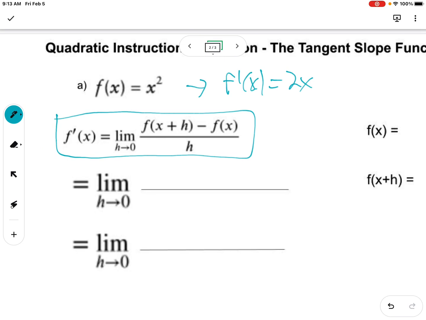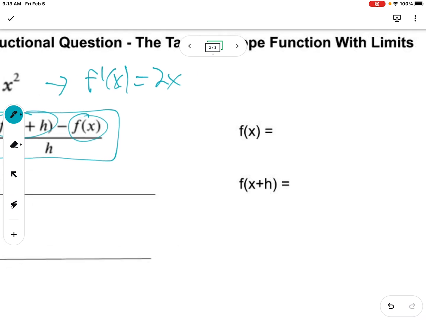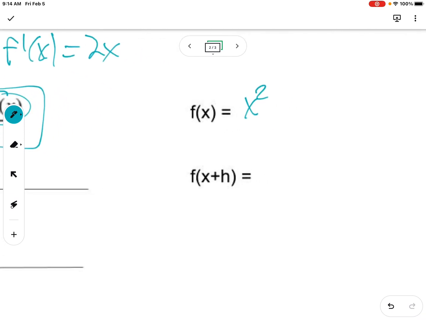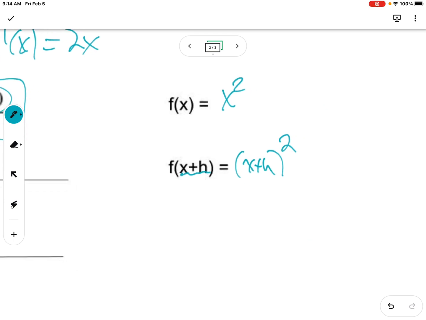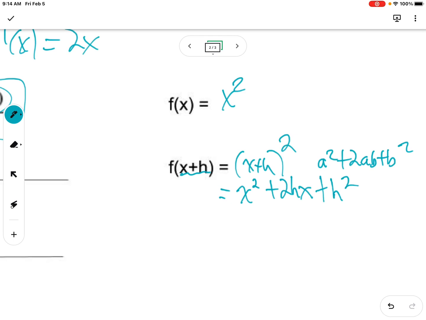So first things first, I need to figure out what f at x is, and I need to figure out what f at x plus h is. So I go over to here, and f at x is x squared. And now, everywhere before where I had an x, I have to replace it with x plus h. Okay? This one requires simplification. So this is a squared plus 2ab plus b squared. So that's going to work out to x squared plus 2hx plus h squared. Okay, so that's what that is. So now we have f at x plus h and f at x.